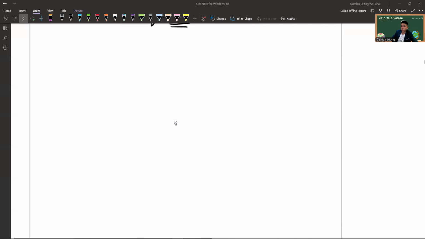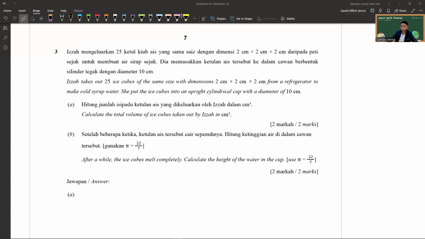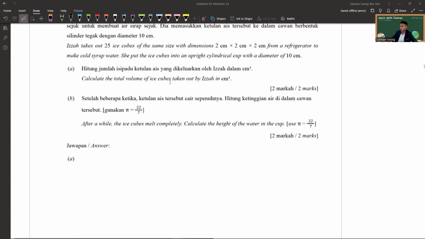That's question 2. Then question 3. Isa takes out 25 ice cubes of the same size with dimensions 2 cm by 2 cm by 2 cm from a refrigerator to make cold syrup water. She puts the ice cubes in an upright cylindrical cup with a diameter of 10 cm. State the volume of ice cubes taken out by Isa. So 25 ice cubes, each one is 2 cm in size, so 2 cubed, the volume of a cube.